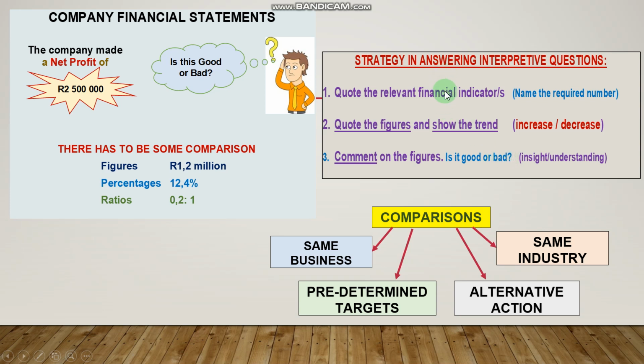So you just remember these three steps. Step number one, name the financial indicators. That's 2 marks. Step number two, quote the figures. Did it increase or decrease? Step number three, comment on the increase or decrease. Tell me whether it was a good thing for the company or a bad thing for the company. Right, so that's what you are going to do when you go into deeper analysis, answering these types of questions in the exam.